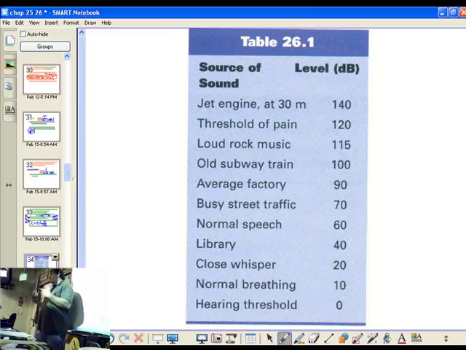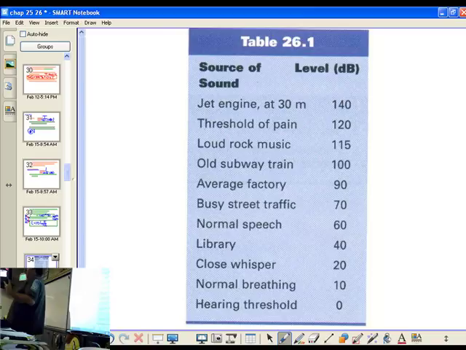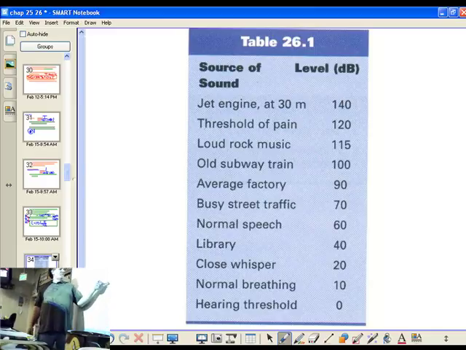Normal speech, that'd be like you just talking to somebody. Well, that'd be like adults talking to each other. I've seen how some of you guys talk to each other. It's like you talk like you are inside of a jet engine. Factory noise, subway, old subway trains, loud rock music. Notice how close loud rock music is to threshold of pain.